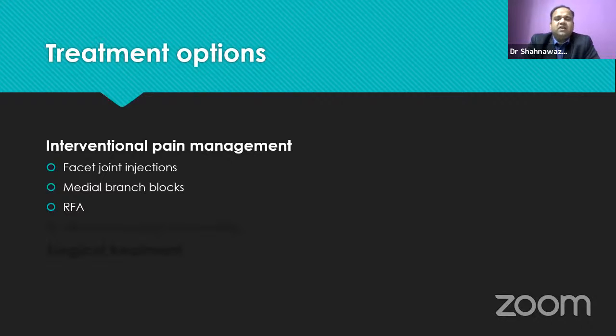But considering other factors clinically, like drop rate increasing with the patients, patient satisfaction, and the cost effectiveness of the procedures, we can at least do an on-table diagnostic block just before radio frequency, and if it gives relief of around 50%, then we can go for radio frequency ablation.